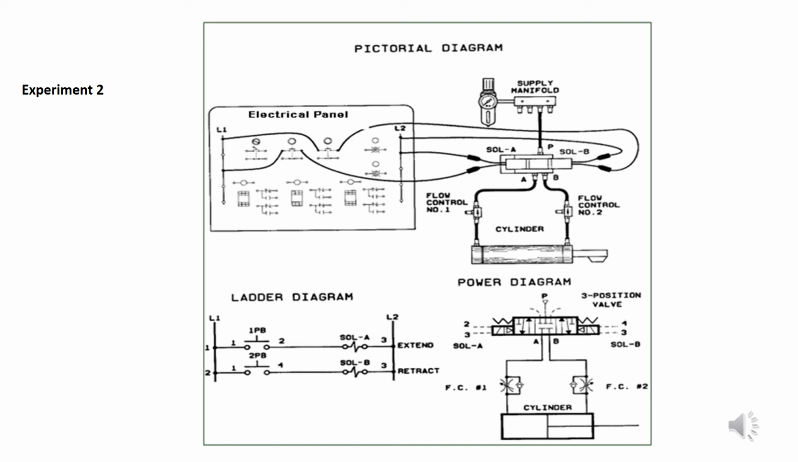So the way that this operates is you push 1 PB, solenoid A is energized, and the cylinder should extend. You release 1 PB, the cylinder stays extended because the center condition is blocked. If we push 2 PB, 2 PB energizes solenoid B, and that causes the envelope on the far right to be engaged, and then the cylinder will retract.